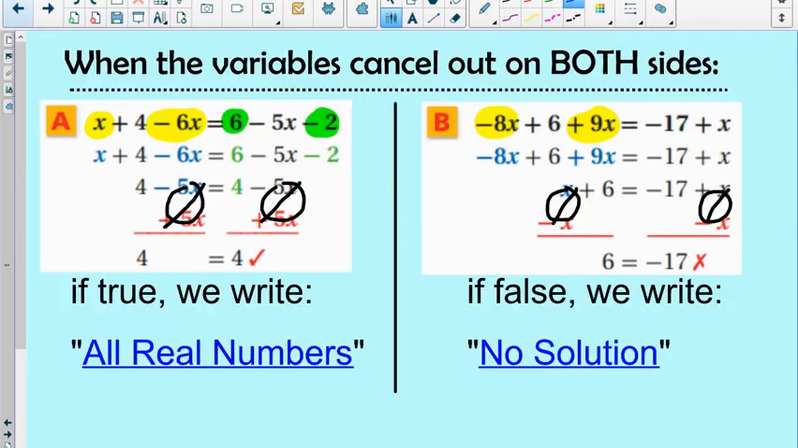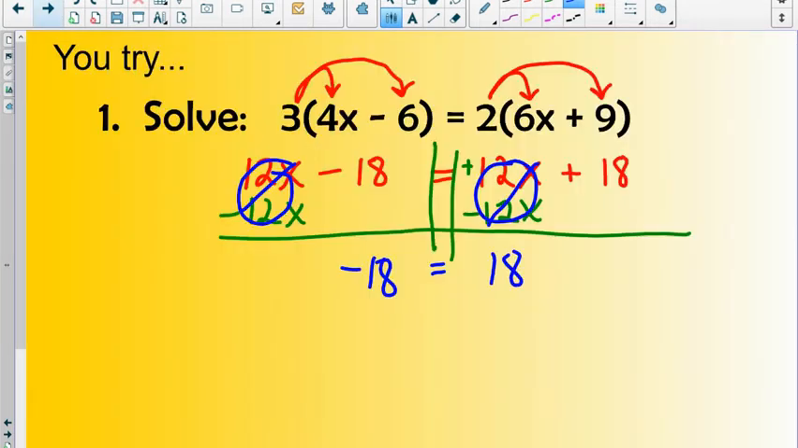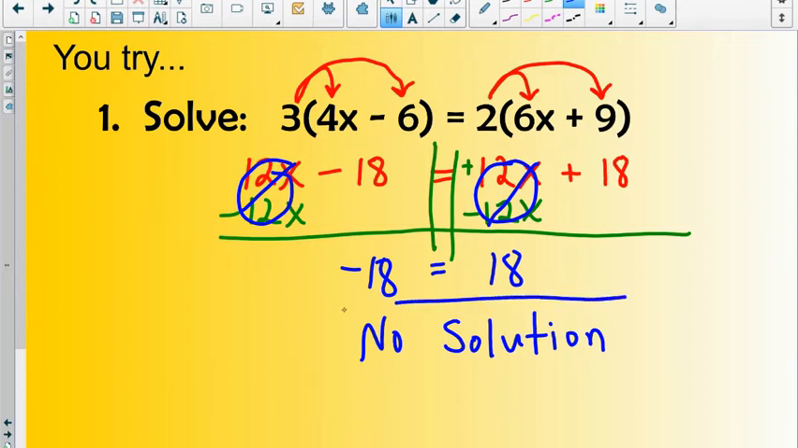Let's look back at our examples. Was it like example A or example B? Well, in example A, we got two numbers that were the same. In example B, we got two numbers that were different. So our example here is like example B. We want to write no solution. So our answer here isn't x equals 18. Certainly isn't x equals negative 18. Our answer is no solution.